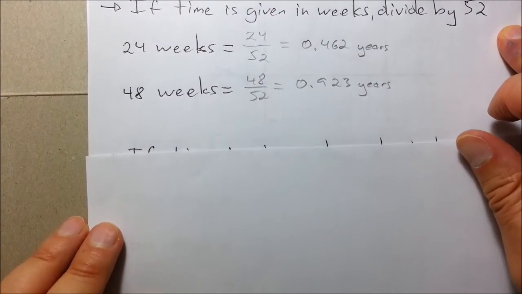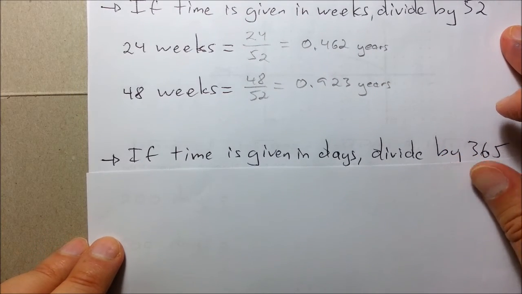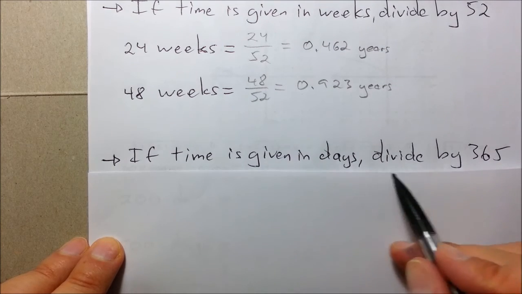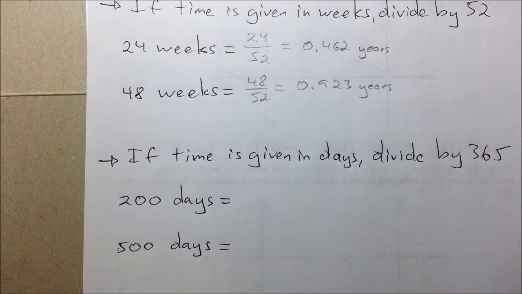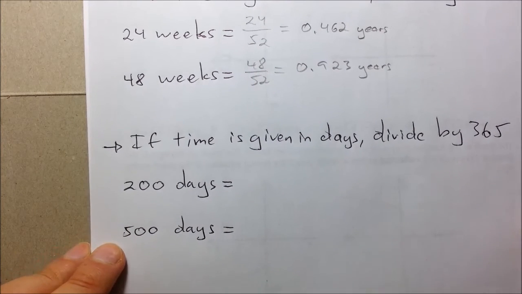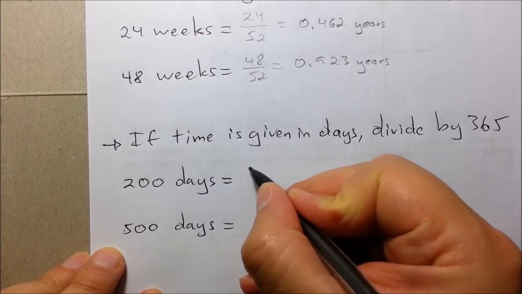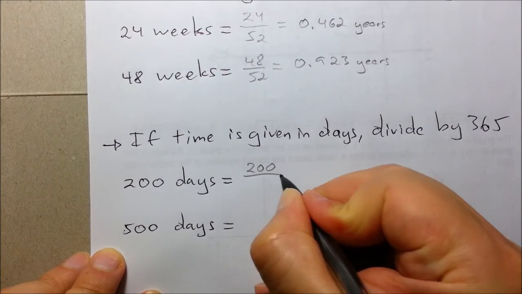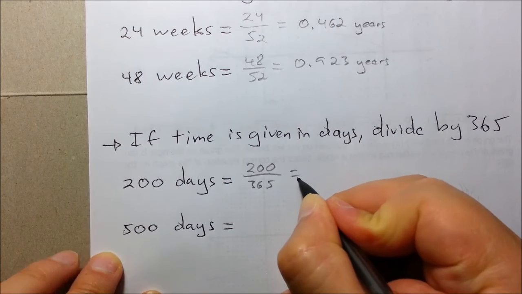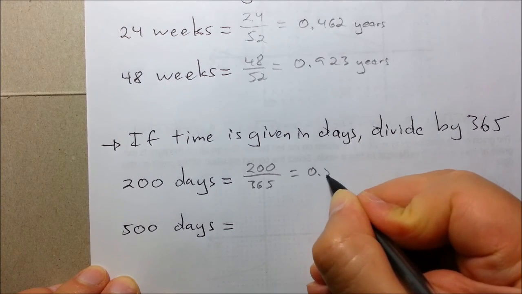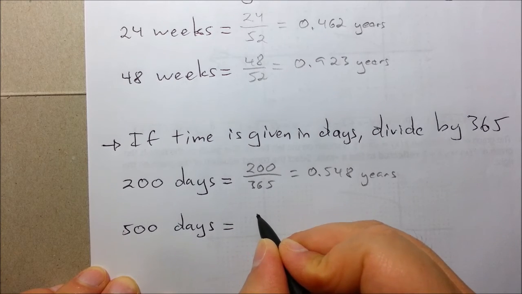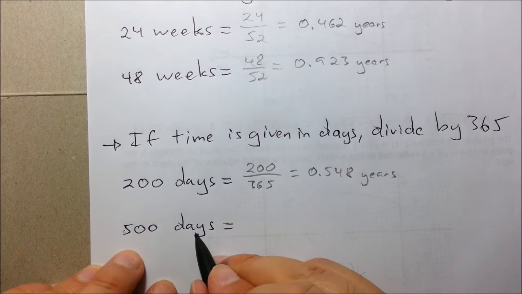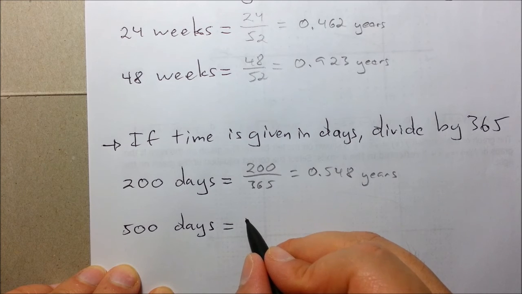And of course, lastly, as you can expect, from days to years, what do you have to do? Divide by 365. So what if I give you 200 days into years? Well, we simply take 200 divided by 365. What is this equal to? Well, you should be getting that. And also 500 days divided by 365.